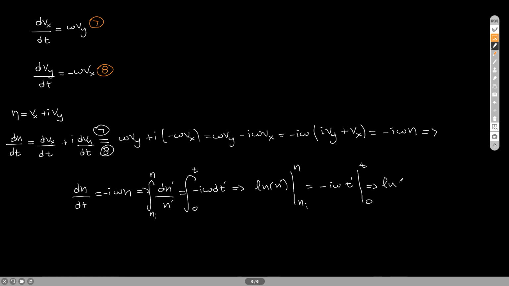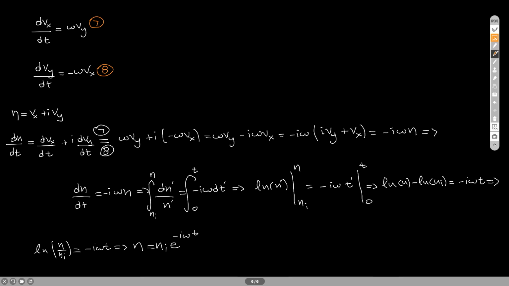And this is ln eta minus ln eta initial, which is equal to minus i omega t. I have ln of the fraction eta over eta initial equal to minus i omega t. So solving for eta, I have eta initial times e to the minus i omega t. Now, I said eta initial because this is the value of eta when the time equals 0. Eta depends on the velocities vx and vy, so whatever vx and vy I had at t equals 0 will determine eta initial.